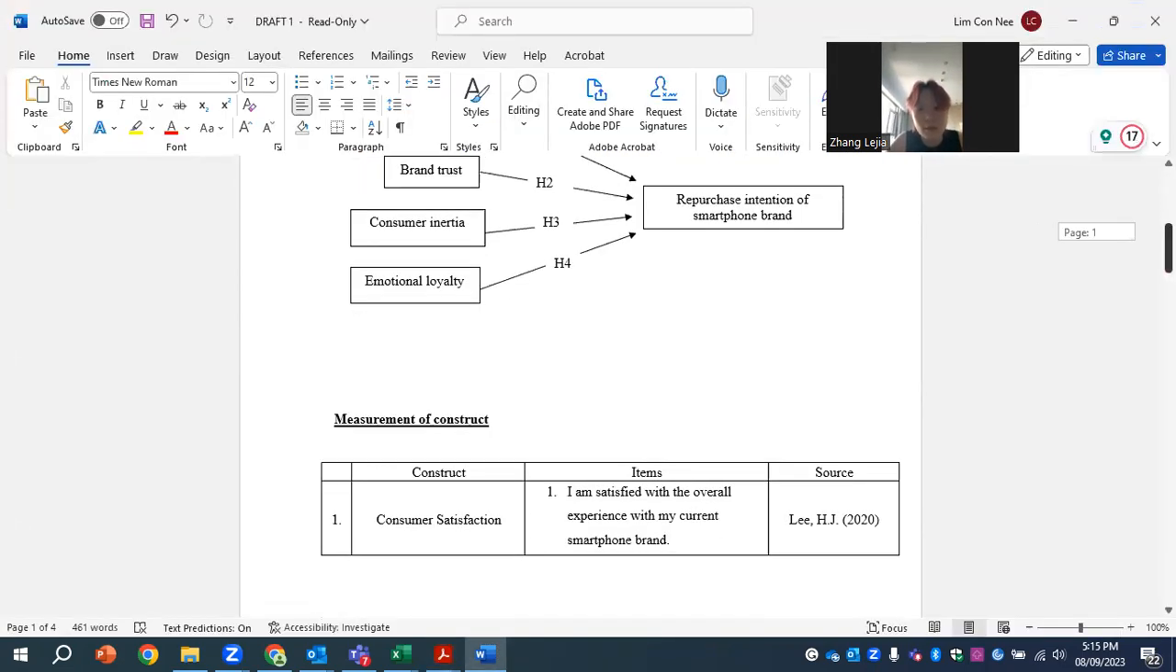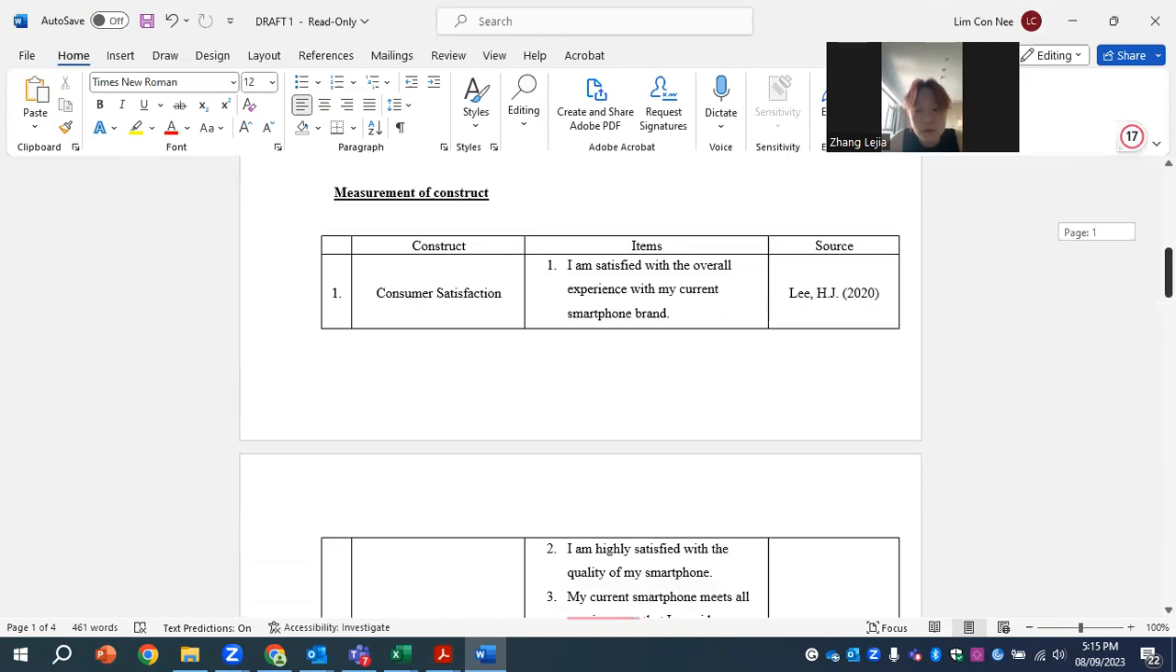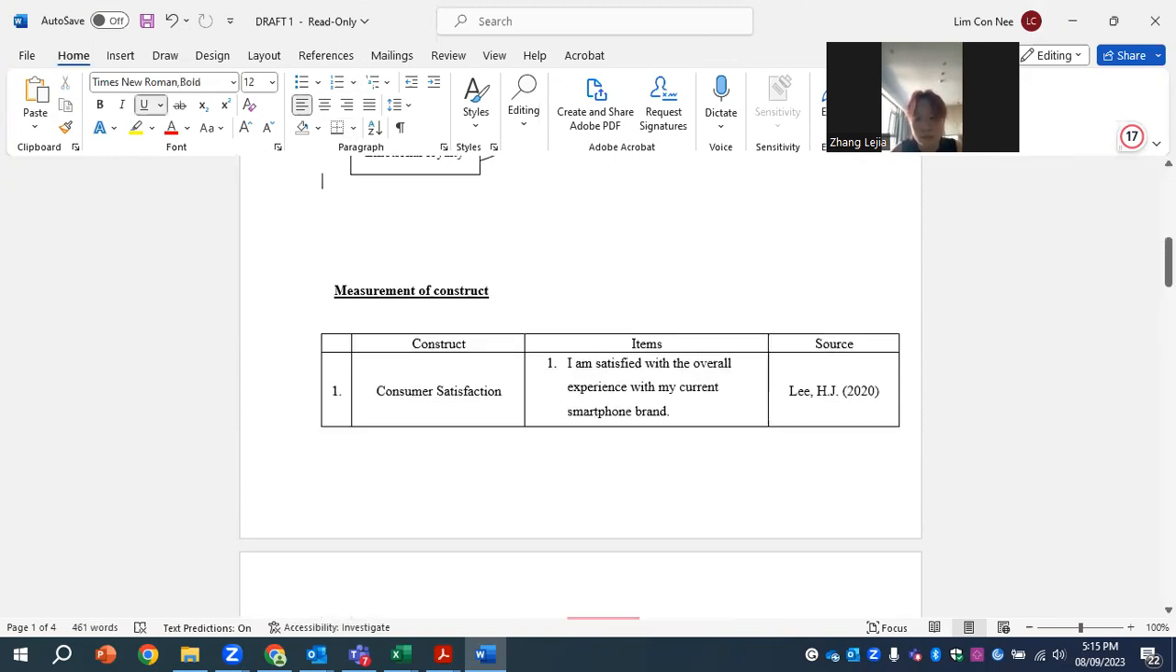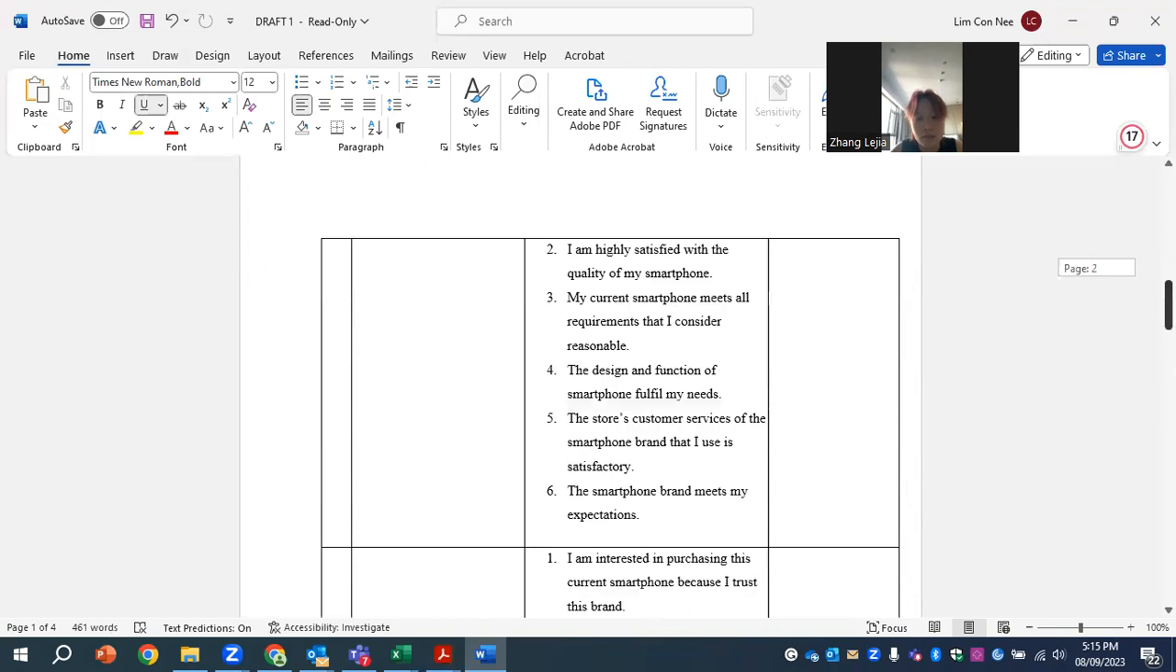Okay, after you have decided already, then you will document down. So this variable, consumer satisfaction, is coming from which journal? Who is the author? And what are the questions in the survey? Copy exactly from the journal. There's no need to modify anything from the journal, except you can modify. For example, your journal is about cosmetic. You want to do smartphone. So you change the word cosmetic here to smartphone. But the rest you copy exactly.